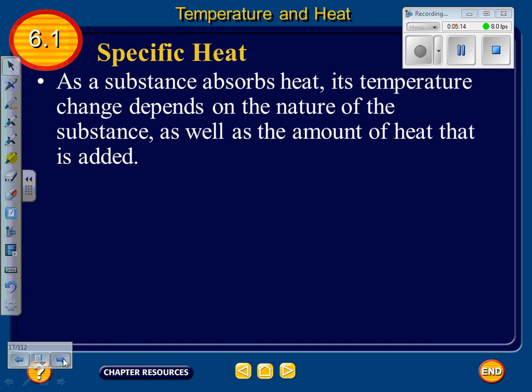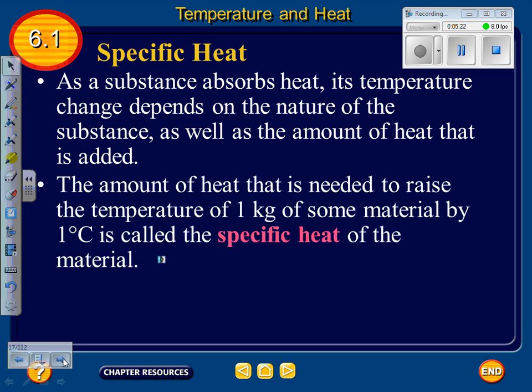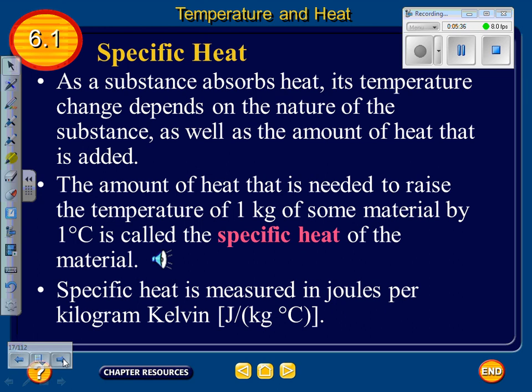Specific heat. As a substance absorbs heat, its temperature change depends on the nature of the substance, as well as the amount of heat that is added. The amount of heat that is needed to raise the temperature of 1 kilogram of some material by 1 degree Celsius is called the specific heat of the material. Specific heat is measured in joules per kilogram Kelvin.